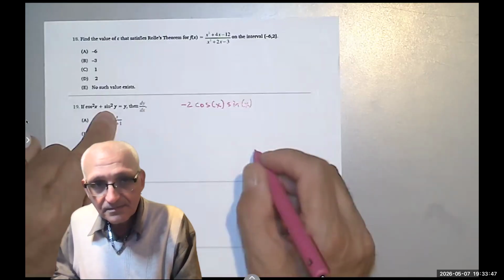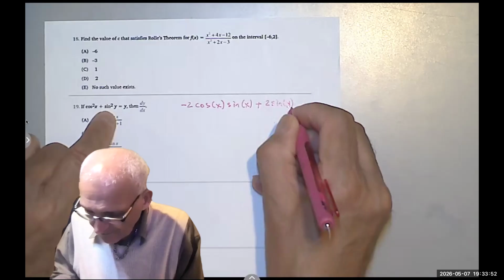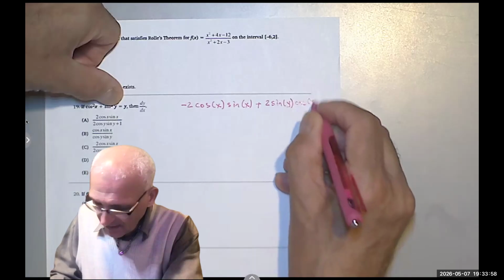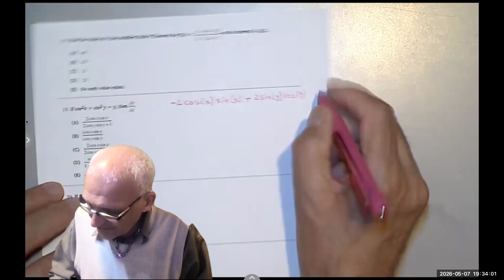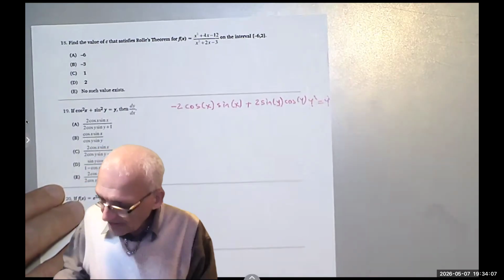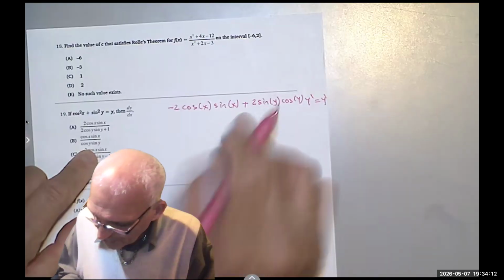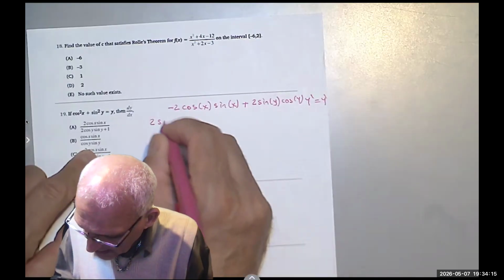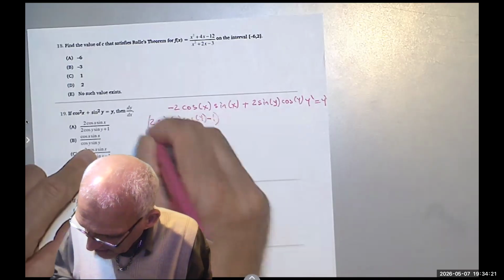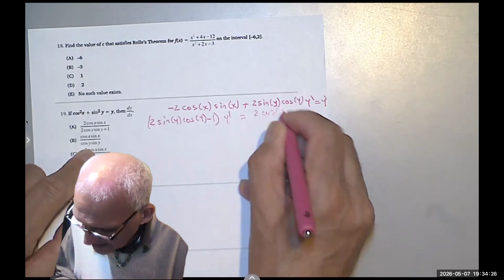Same thing here, plus 2 sine y. And then I step inside, I see sine y, the derivative of that is cosine y. Then I step inside, I see y, the derivative of that is y prime. So now I bring the y prime here, so I get 2 sine y cosine y minus 1 times y prime, and I move this to the other side, equals 2 cosine x sine x.